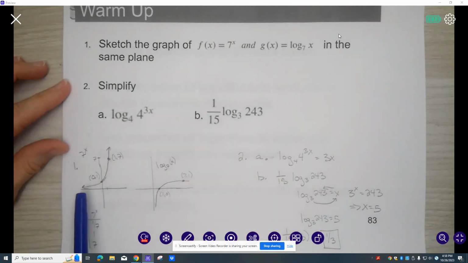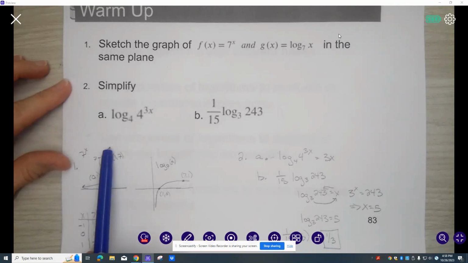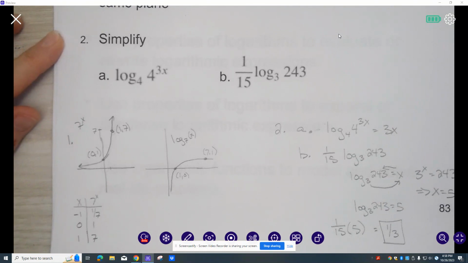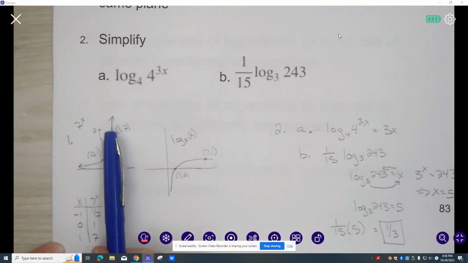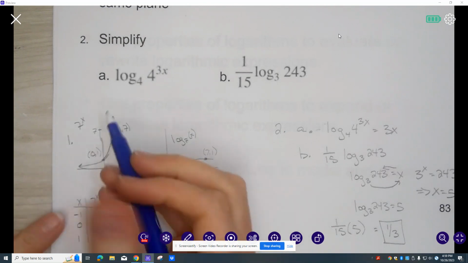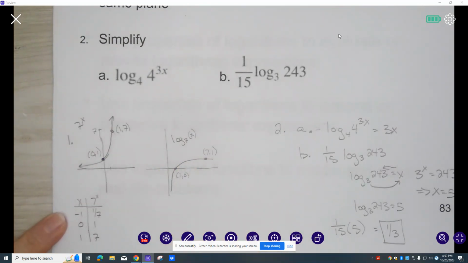So 7 to the x is going to look like an exponential, like we have here. Let me zoom in a little bit for you. Then I did a real short table of values here, and I got this point over 1 up 7. And remember, unless I've shifted this around, my y-intercept will be (0, 1).